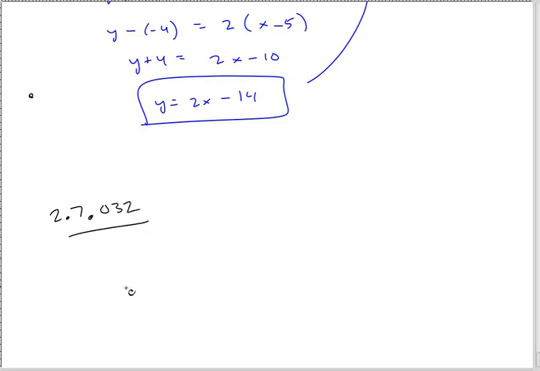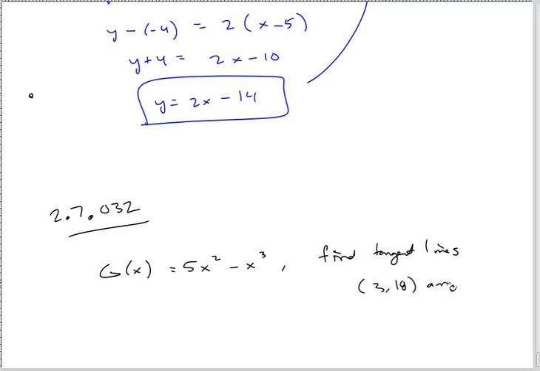Okay, so let's do this next problem here. I have capital G. I know my capital G's look weird. I've been told they look weird. Capital G of x is equal to 5x squared minus x cubed. And they say find the tangent lines at 3, 18 and at 4, 16.